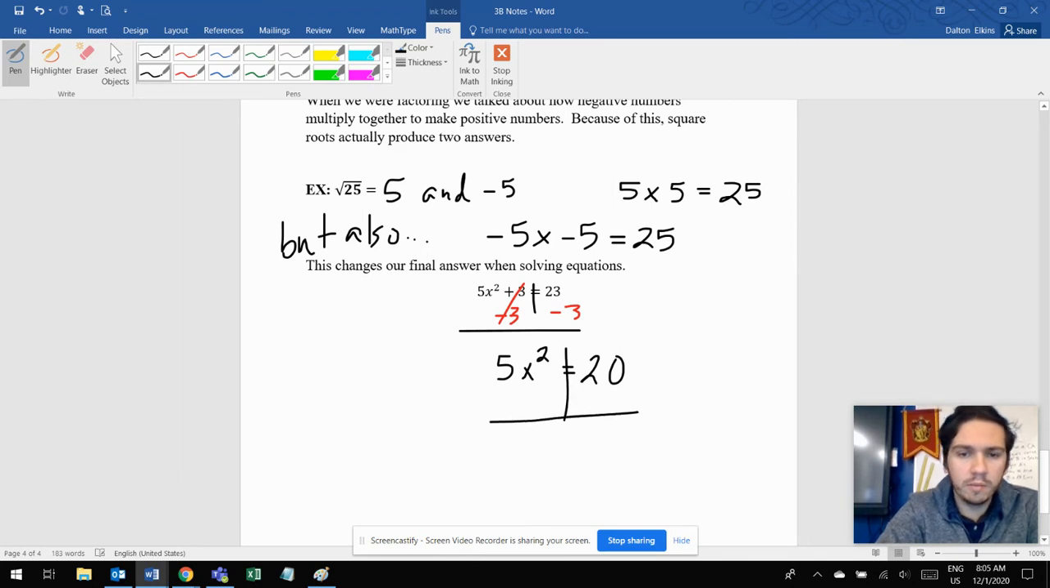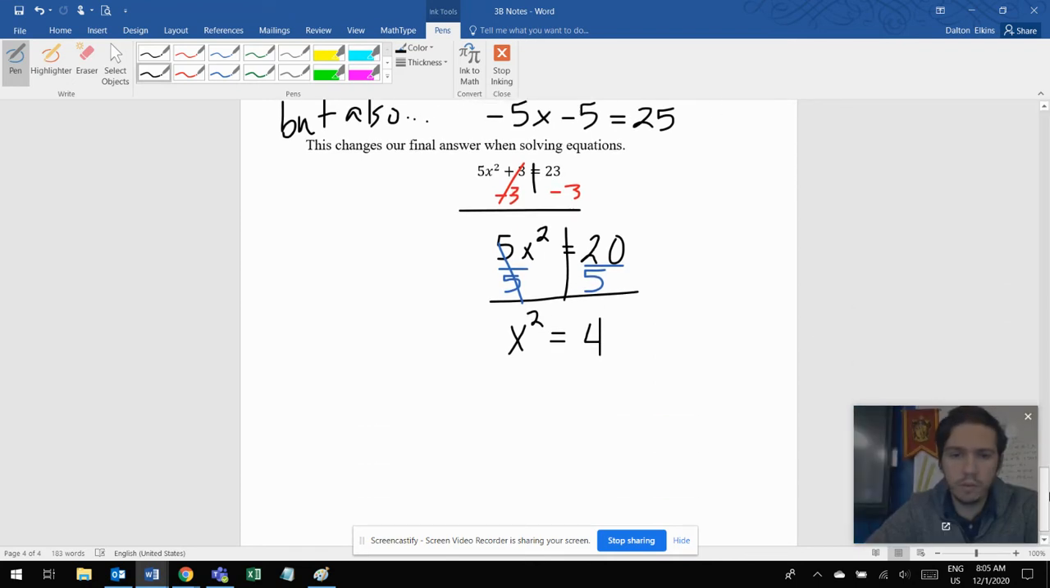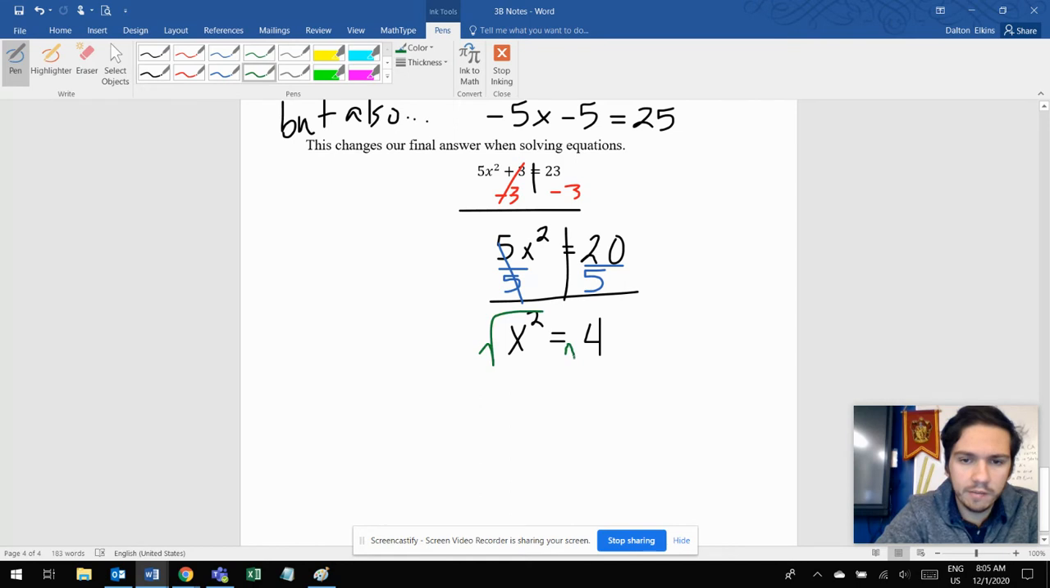Then we'll get rid of the multiplication and we'll divide both sides by 5. It'll leave me with 1, so I'll have 1x squared is equal to 20 divided by 5, which is 4. So here's where we get into the tricky business. To get rid of this squared, the second power, we're going to take the root of both sides. So that'll give me x is equal to the square root of 4, right?